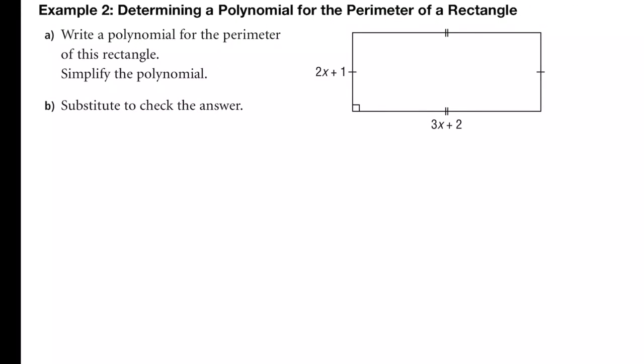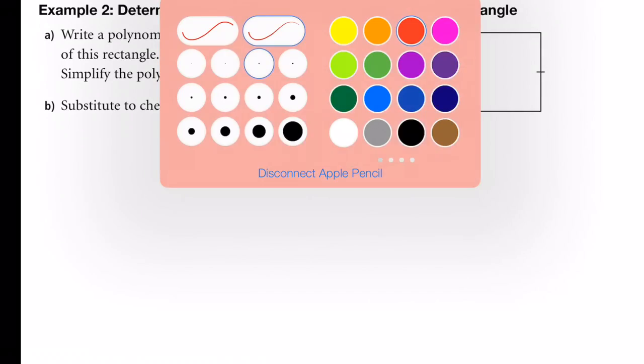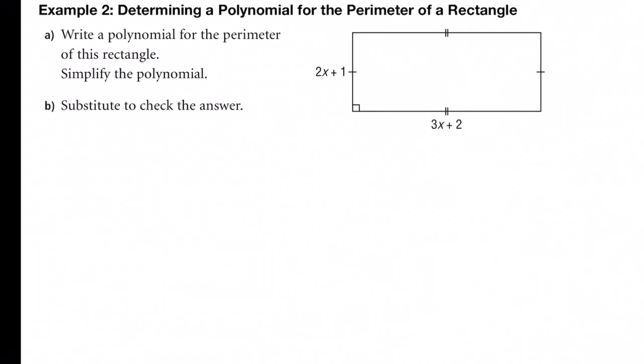All right, so here's example 2. We want to determine the polynomial for the perimeter of a rectangle. So just a reminder, perimeter equals the sum of all the sides. Okay? So all we're doing here is we're adding up all the sides of the shape. So we look at the shape here on this side. We have 3x plus 2. And on this side, we have 2x plus 1.